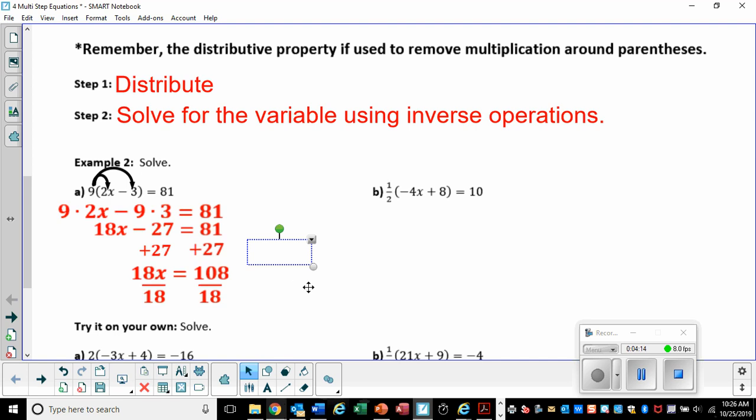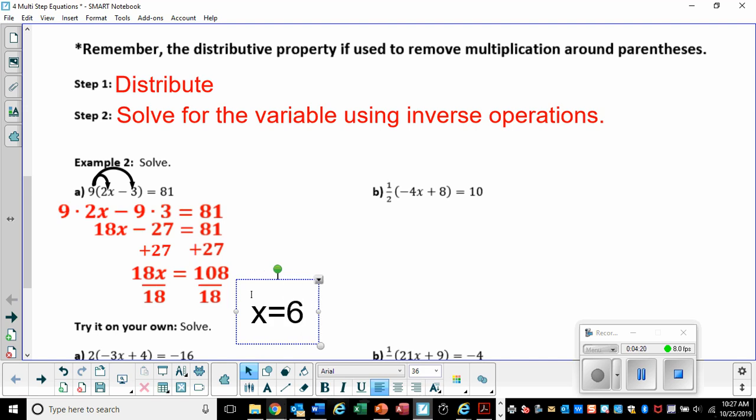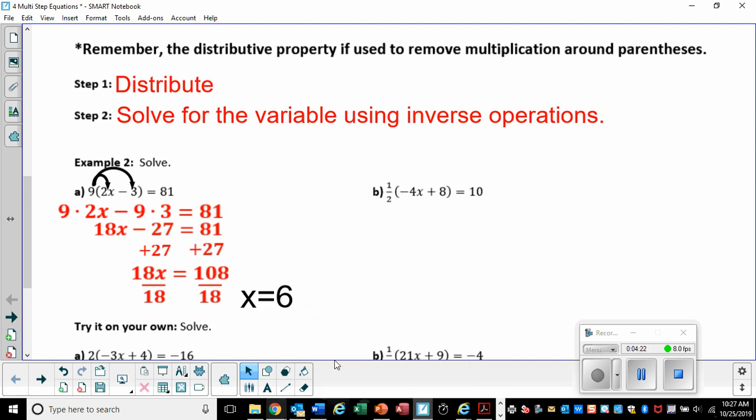I get x equals 6 is what I get. X equals 6. Sorry, it's not working. Okay? So that's my final answer. Now, you can check your final answer by plugging it back in and evaluating. Make sure it actually equals 81. So this one, there shouldn't be any errors because you can tell if you have the right answer already.